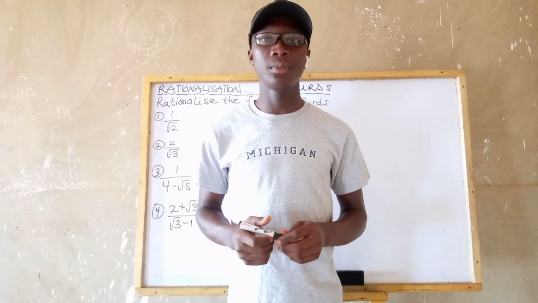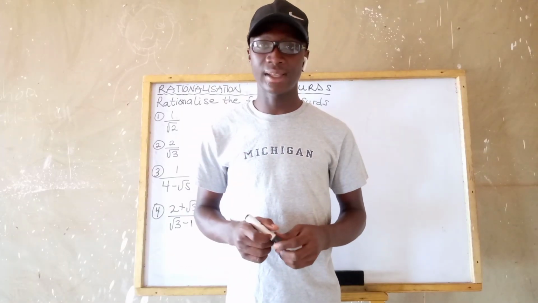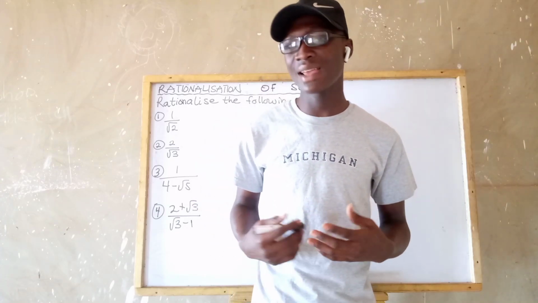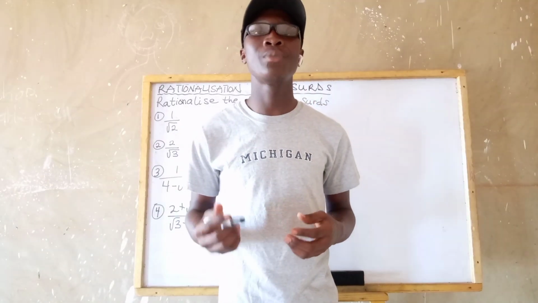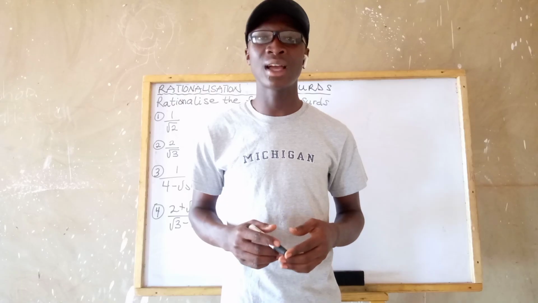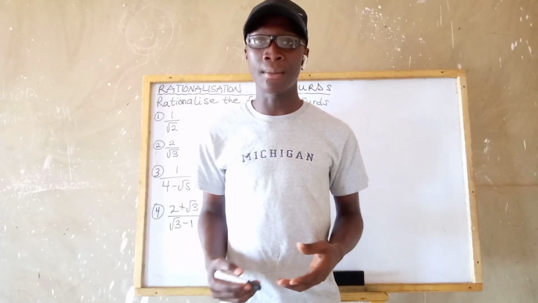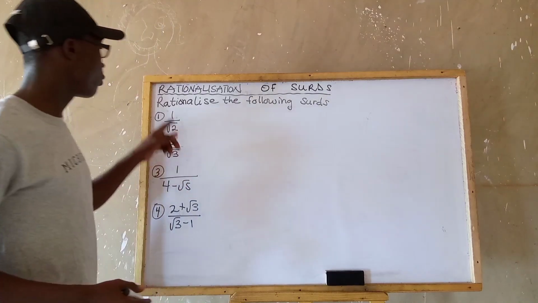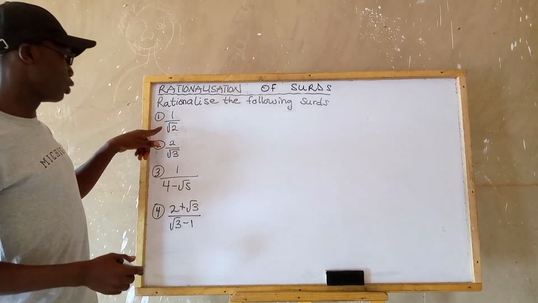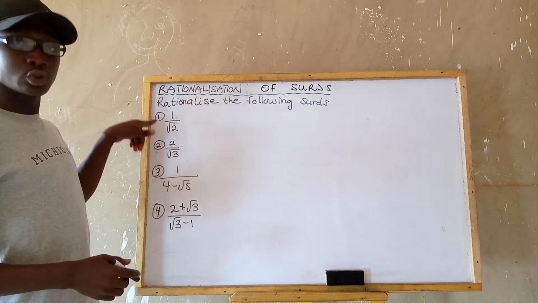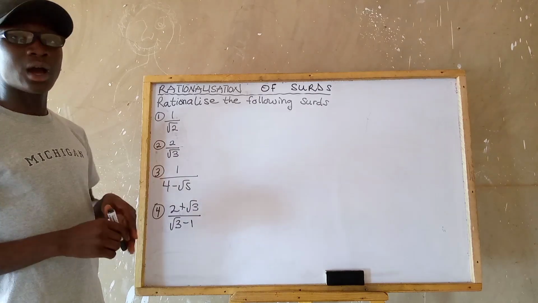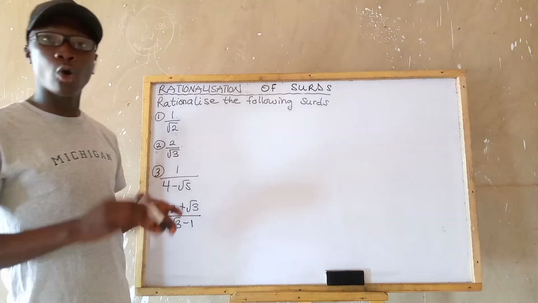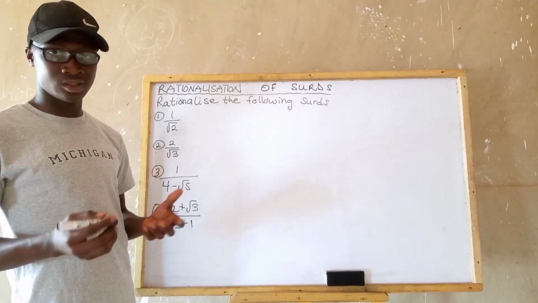Today our lesson will be on rationalization of surds. The reason why we rationalize surds is that we want to make the denominator a whole number or a rational number. So here, we have 1 over root of 2. Root of 2 here should not appear on the denominator. It should be either a whole number or a rational number.